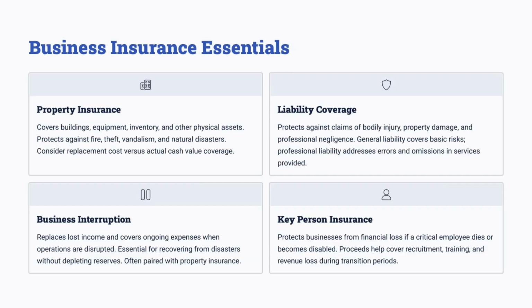Business insurance is crucial for safeguarding assets and operations. Property insurance covers physical assets against perils like fire and theft. Liability coverage protects against injury and negligence claims. Business interruption insurance ensures income continuity during disruptions. Key person insurance mitigates financial loss from the absence of essential personnel, aiding in recruitment and training during transitions.